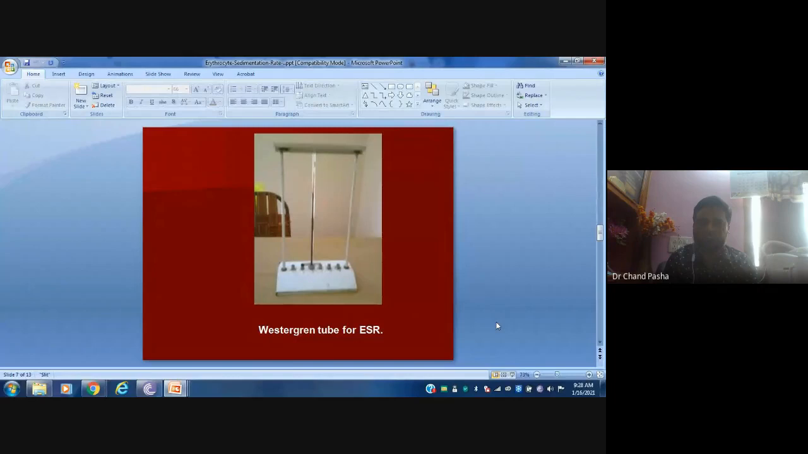Just use up to what level the RBCs got settled down. They got precipitated, or if you are keeping for some time, the RBCs are separated and plasma is separated. So the time required, in 1 hour, how much it gets precipitated or settled down, that is ESR here. So normal, it is very simple.